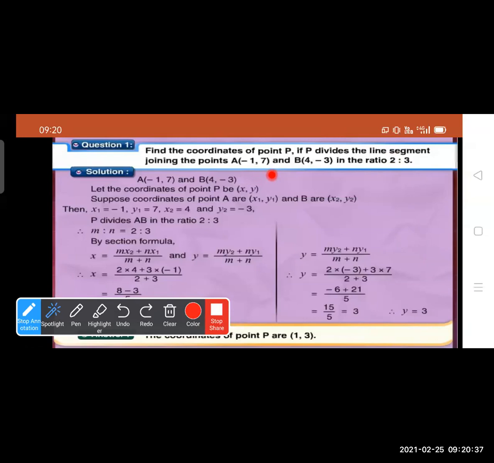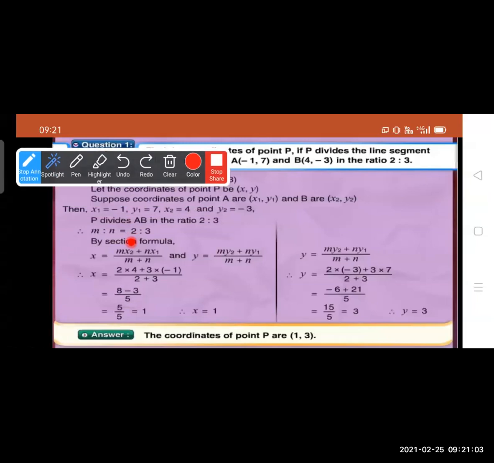Suppose the coordinates of point A is (x1, y1) and B is (x2, y2). From this we get x1 is equal to -1, x2 is equal to 4, y1 is equal to 7 and y2 is equal to -3. Okay, and we say that this point P divides AB in the ratio 2:3. It means m is equal to 2 and n is equal to 3.